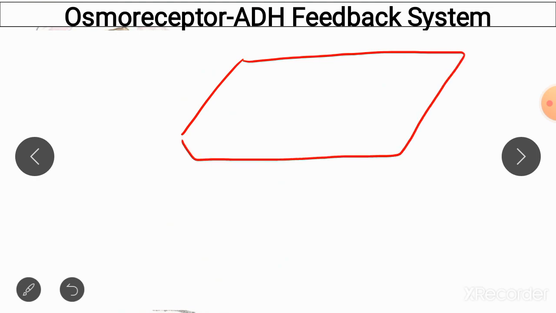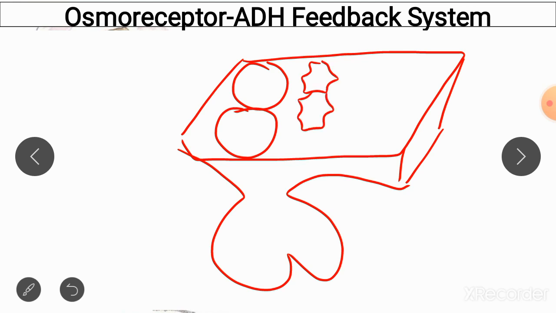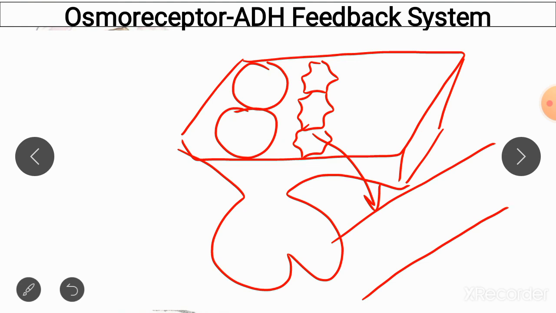ADH. So suppose here we have the hypothalamus and this is the pituitary, which is attached to the hypothalamus through its stalk. So in the hypothalamus there is present a special nucleus which is known as the supraoptic nucleus, which is involved in the formation of ADH. In the proximity of the supraoptic nucleus are present special receptor cells which are known as osmoreceptors, and they are involved in determining the osmolarity of the extracellular fluid. They are in close contact with blood vessels and extracellular fluid.